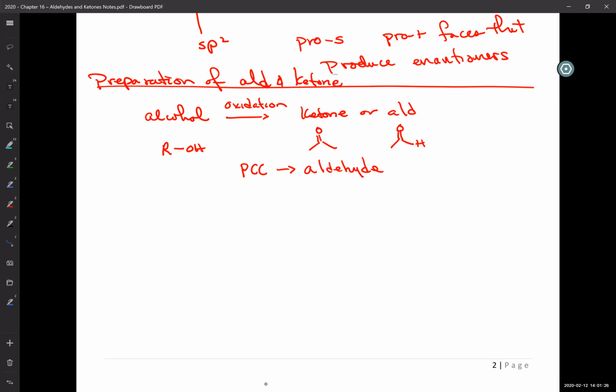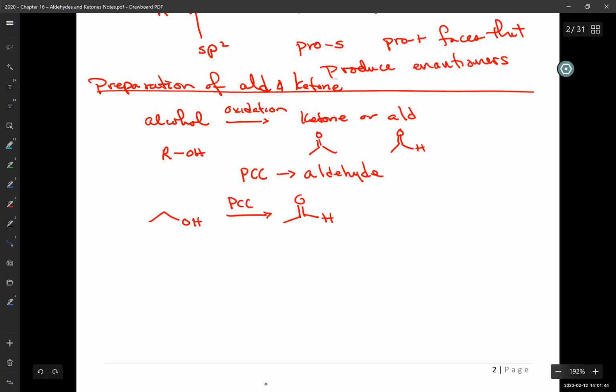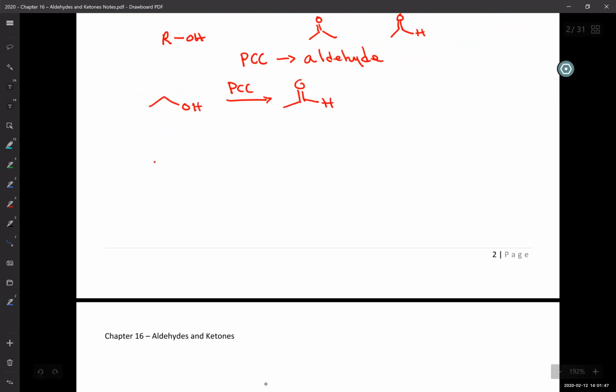Another reagent that you could use, so let me give you an example structure like this. I'll do PCC, and then your outcome for that is this. It could also be like this, a secondary alcohol, PCC, and that'll give you a ketone. So basically, PCC is good for one oxidation step.